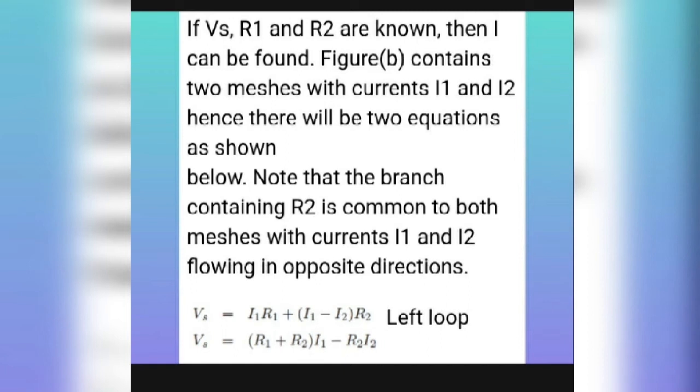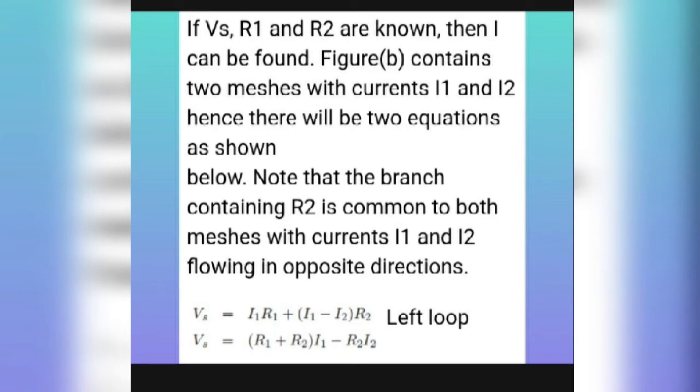Circuit B contains two meshes with the currents I1 and I2, hence there will be two equations as shown below. Note that the branch containing R2 is common to both meshes, with the currents I1 and I2 flowing in opposite directions.